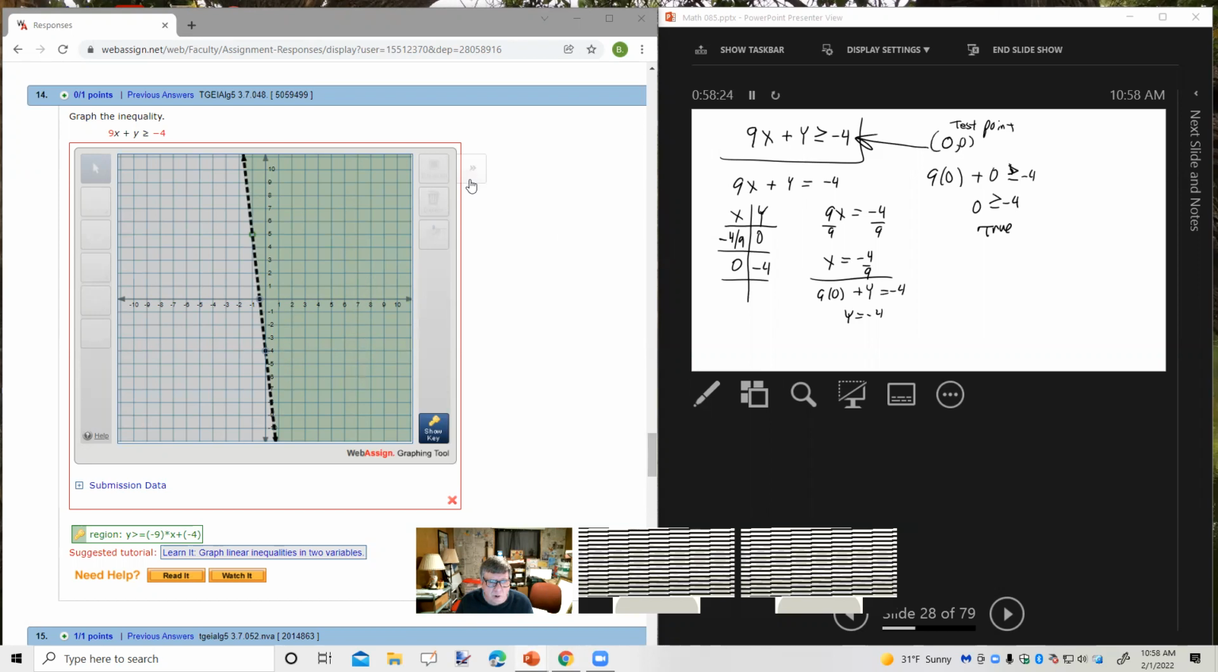So 2 things wrong with the problem. 1, don't round off a fraction. 2, pay close attention to whether it's a dashed line or a solid line. Okay. Anyway, so with that, I'm going to go ahead and stop the recording.